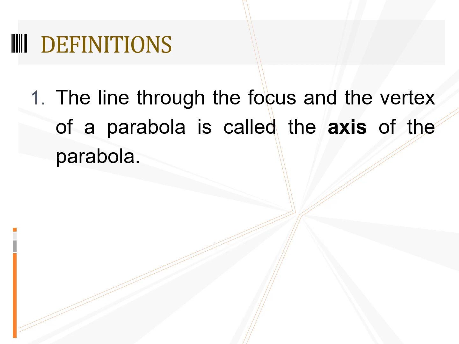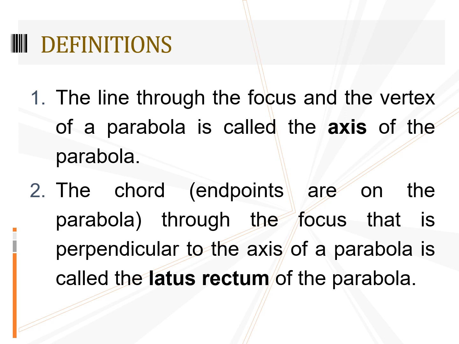Let's have some definitions. The line through the focus and the vertex of a parabola is called the axis of the parabola. Note that the axis of a parabola is in fact a line of symmetry, so it is sometimes called the axis of symmetry of the parabola. Note also that the axis of a parabola is always perpendicular to its directrix. The chord through the focus that is perpendicular to the axis of a parabola is called the latus rectum of the parabola. The length of the latus rectum is related to the distance between the focus and the directrix.